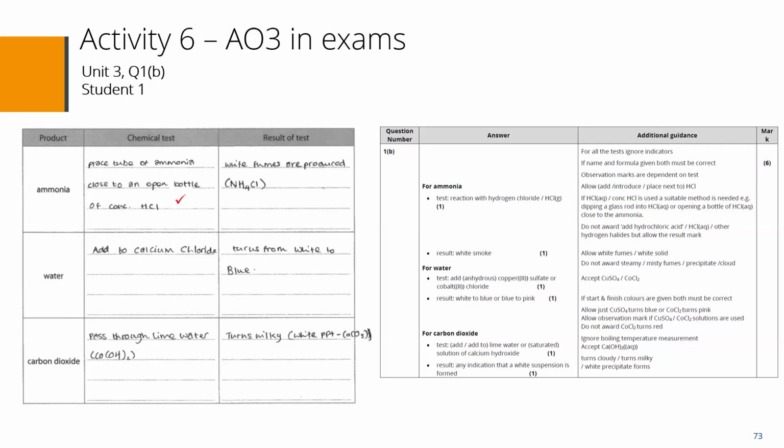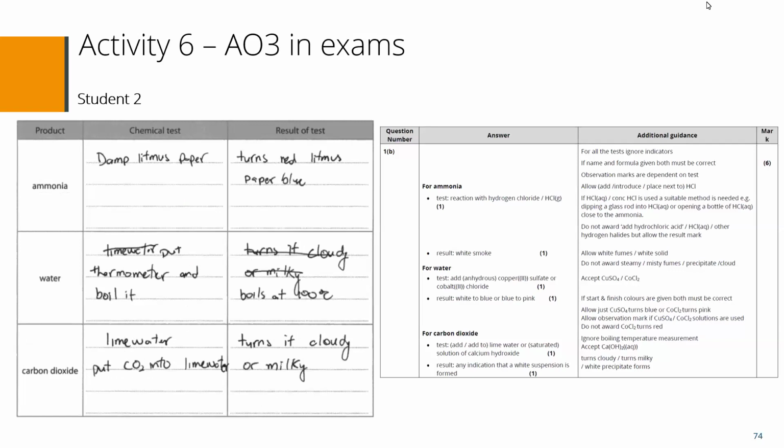All right, placing the ammonia near to an open bottle of concentrated hydrochloric acid counts, and white fumes, hang on a second, allow white fumes is an allow notice in the additional guidance column. So white fumes is correct. Calcium chloride is in fact wrong, and because they haven't got a correct reagent, they can't have the white to blue mark. Lime water is correct, goes milky is correct, so this student scores 4 marks.